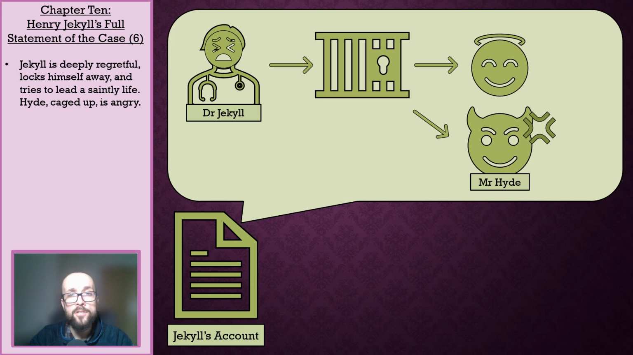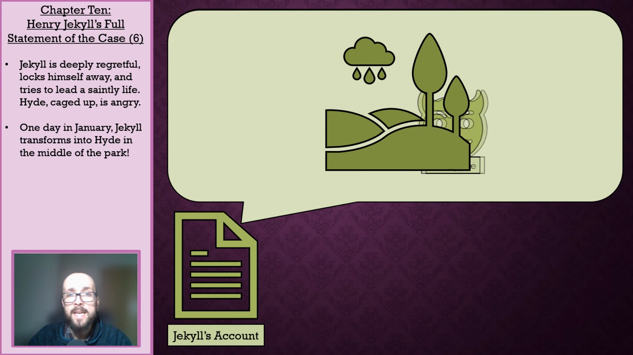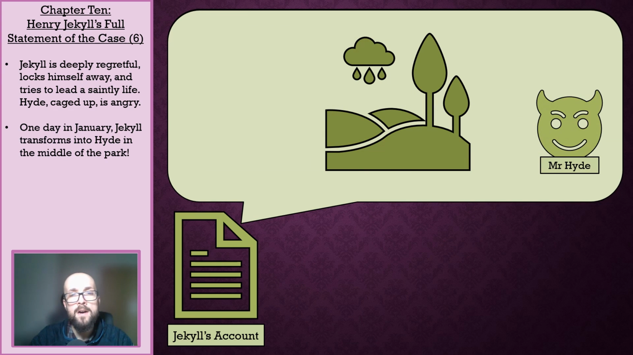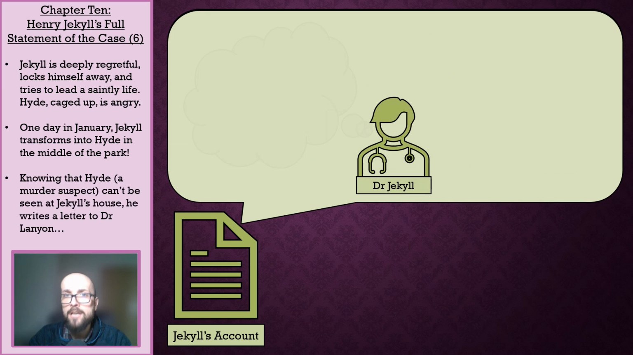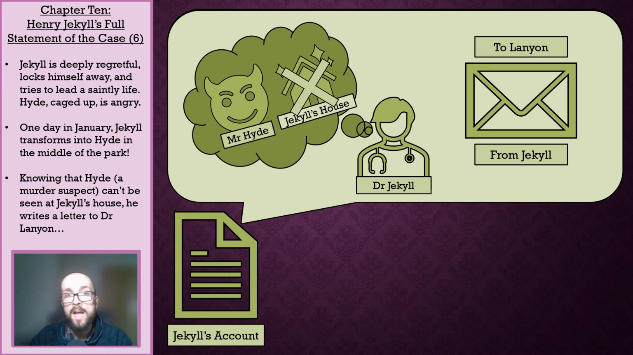Despite his best intentions, though, Jekyll unexpectedly transforms into Hyde in the middle of a public park one day in January. Knowing that Hyde, a murder suspect, cannot be seen at Jekyll's house because of the implications this would have for Jekyll's reputation, Jekyll decides to write a letter to Dr. Lanyon.